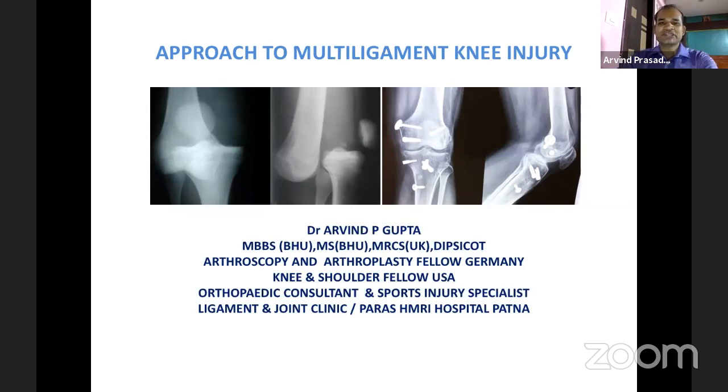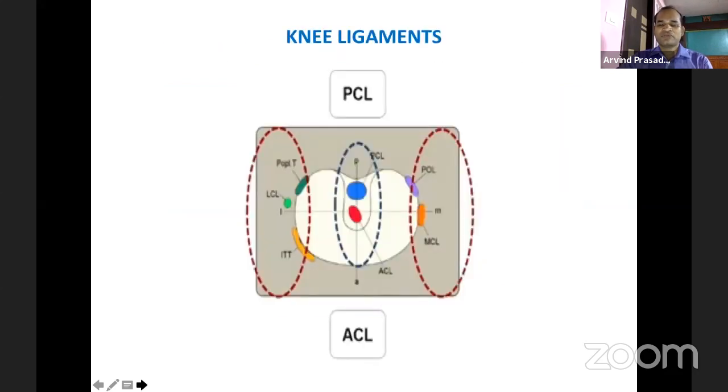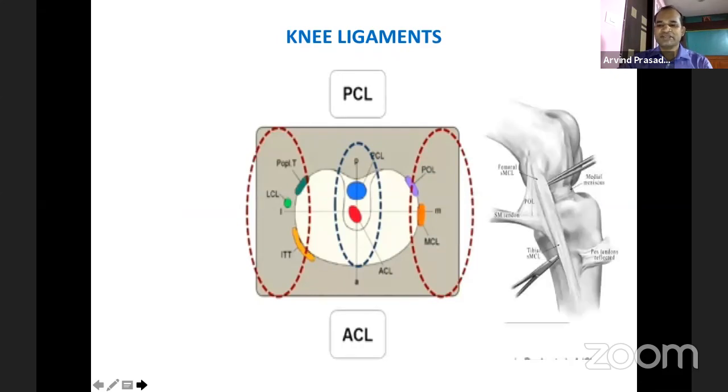So I'll discuss the approach and the management of multiligament knee injury, particularly those associated with knee dislocation or subluxation. So we all know about the knee ligaments, the central ACL and PCL. And on the medial side, we have the medial collateral ligament, which has two components, superficial and deep medial collateral, and another is the posterior oblique ligament on the posteromedial corner.